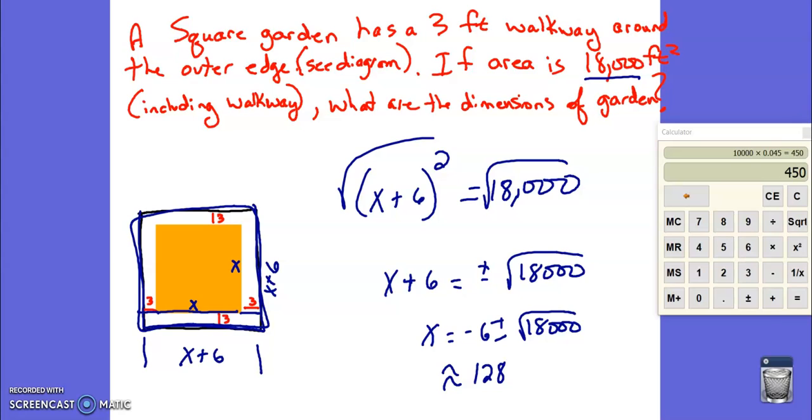By the way, it says plus or minus, but remember, even though you're going to come up with a negative answer, you can't have a negative distance. So mathematically, you have plus or minus, but you have to throw that out because we're dealing with real life measurements, and it's positive. So the garden is approximately 128 feet by 128 feet. Again, that's an approximate value, but it's very close to that.